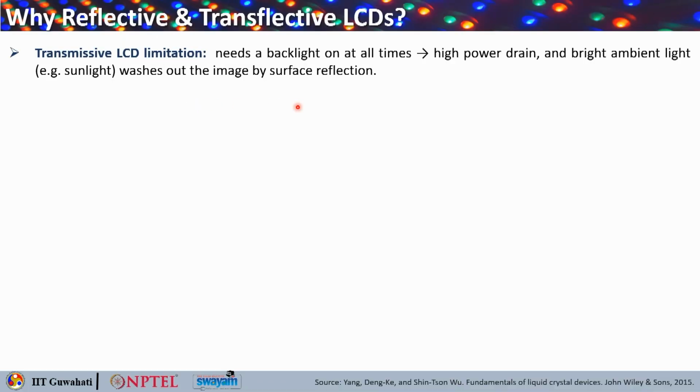In this lecture, moving from the transmissive LCDs that were studied earlier to these reflective and transreflective LCDs, this could solve the power consumption and the outdoor readability problems of the backlight driven displays. If you remember, the transmissive LCDs have limitations because they need a backlight on at all times. That leads to high power drain, and bright ambient light such as sunlight basically washes out the image by surface reflection.